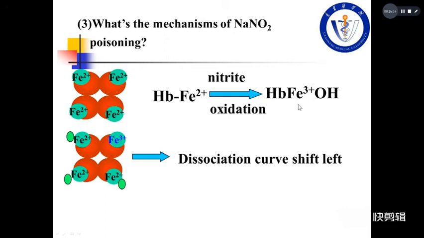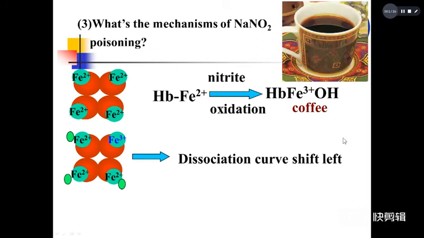Because in nitrate poisoning the hemoglobin forms the ferric state, and the ferric state color is coffee, the color of the skin in the poisoning is coffee.